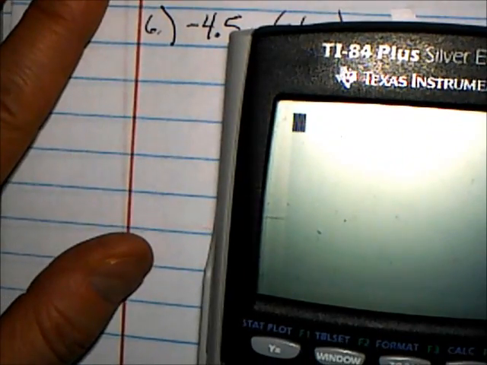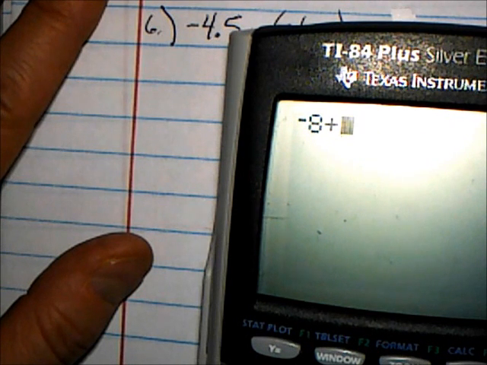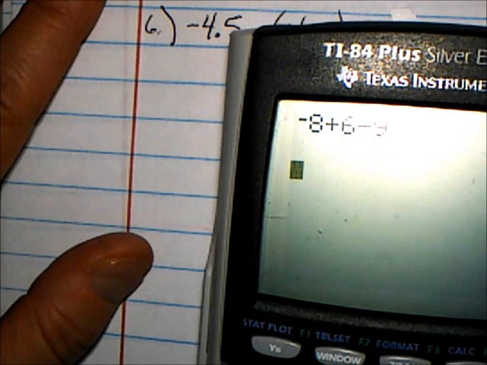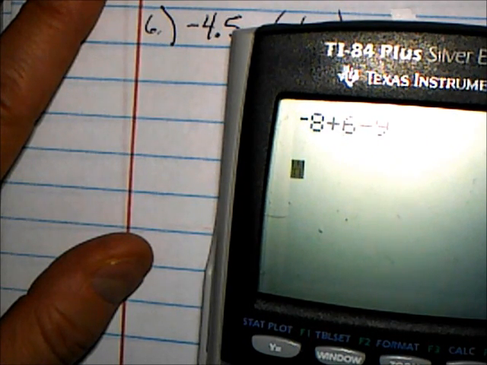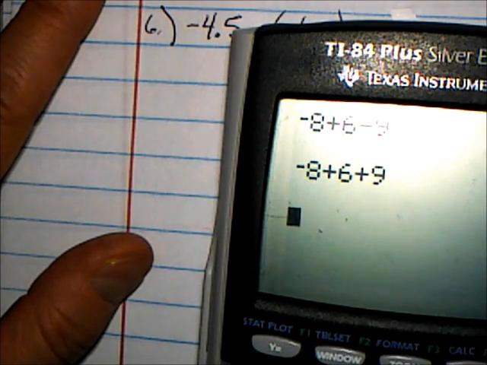On number 5, I got negative 62. Okay, let's see if we can figure out what you did. Negative 8 plus 6 plus 9. What did you calculate? Let's see what you got. Oh, you multiplied. You didn't put the symbol in there. Put the plus sign.